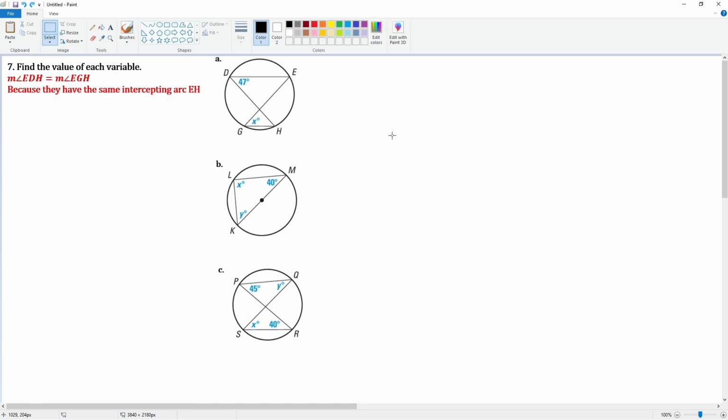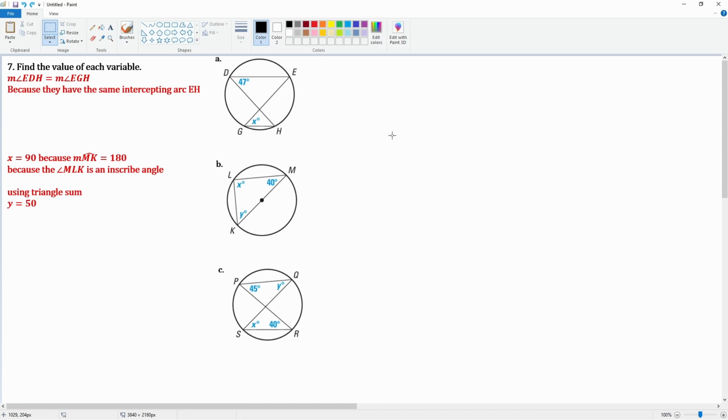All right, let's look at B. Well, first of all, please notice that the line MK is the diameter, so that's 180. Okay, therefore the arc MK is also 180. Therefore X has to be 90. Okay, then if we use triangle sum, we can then get Y as 50 because inside the triangle it has to add up to 180 degrees.